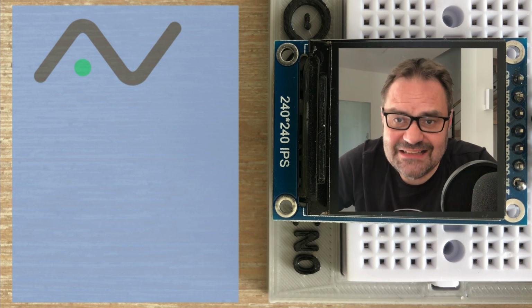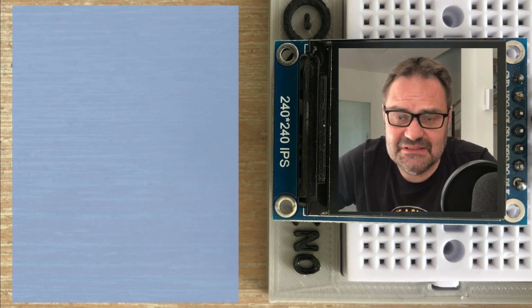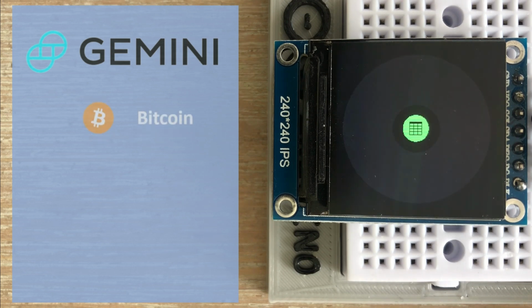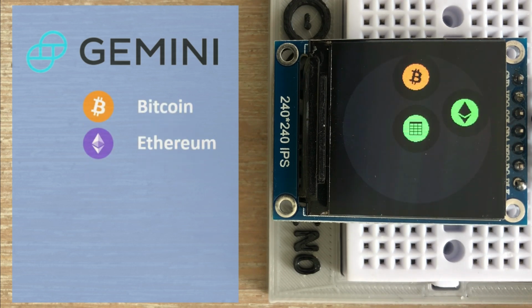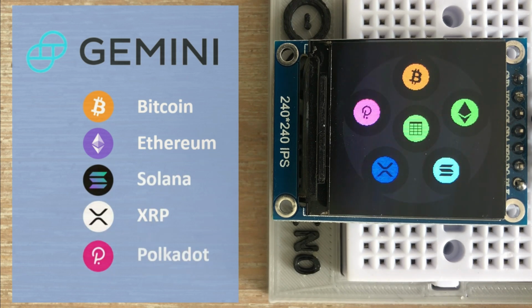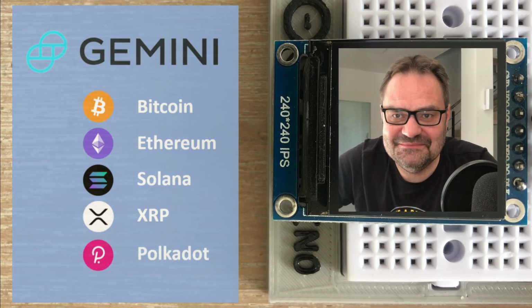I chose the latter, and in this video, I'm going to create a ticker for 5 popular cryptocurrencies using the service called Gemini. The cryptocurrencies I will be using are Bitcoin, Ethereum, Solana, XRP, and Polkadot. If you want to see if I succeeded, stick around.